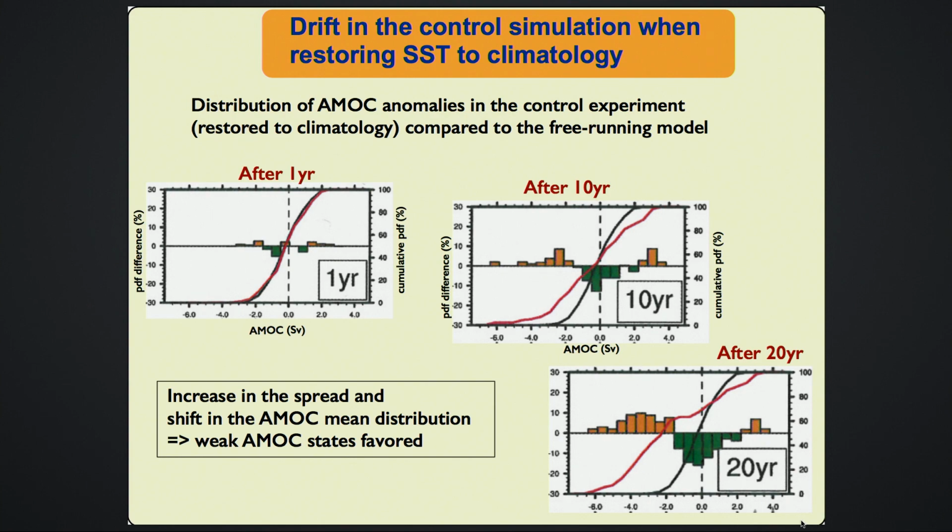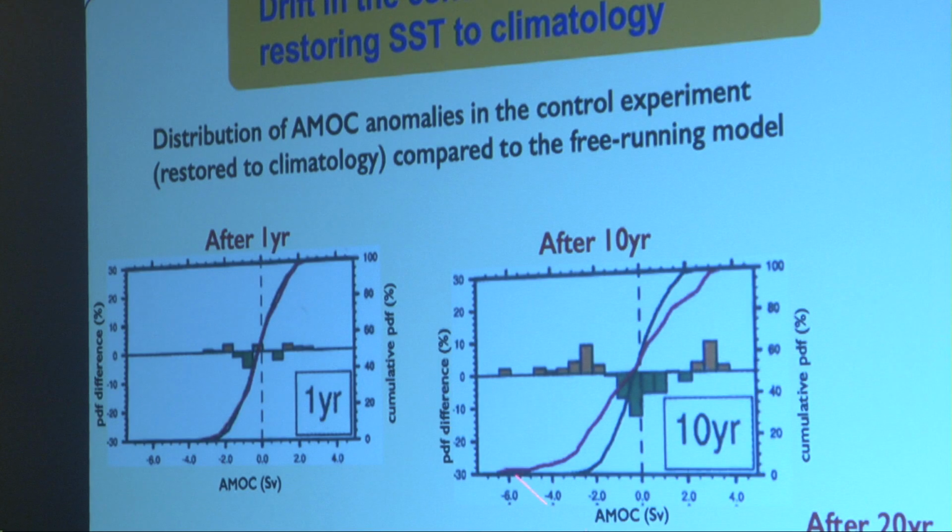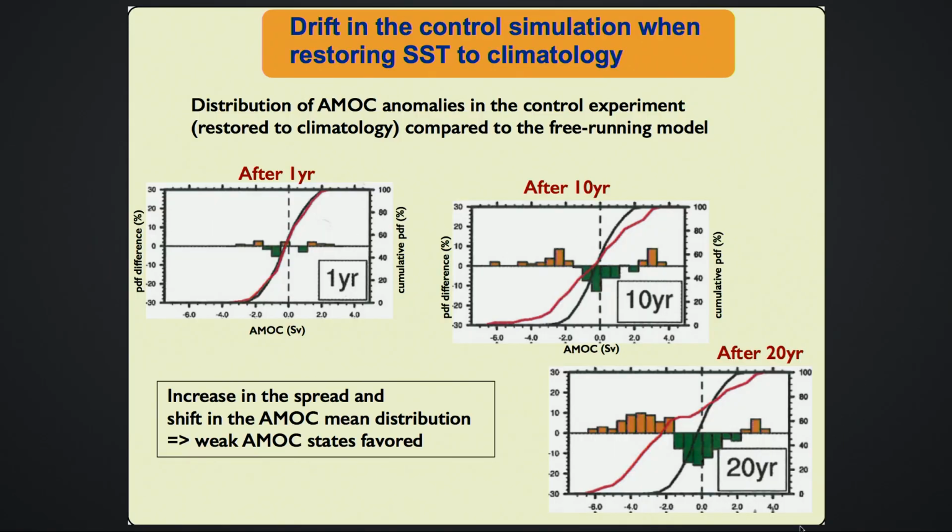So to show that, I'm using the same plot as Johan showed earlier. I'm looking at the PDF of the AMOC anomaly in this control experiment where we restore the sea surface temperature to climatology, compared to the free-running model with no restoring. So the three plots show the same type of thing. The black curve is the AMOC distribution. So this is a cumulative PDF. Here we reach 100%. And the black dashed vertical line represents the mean state.